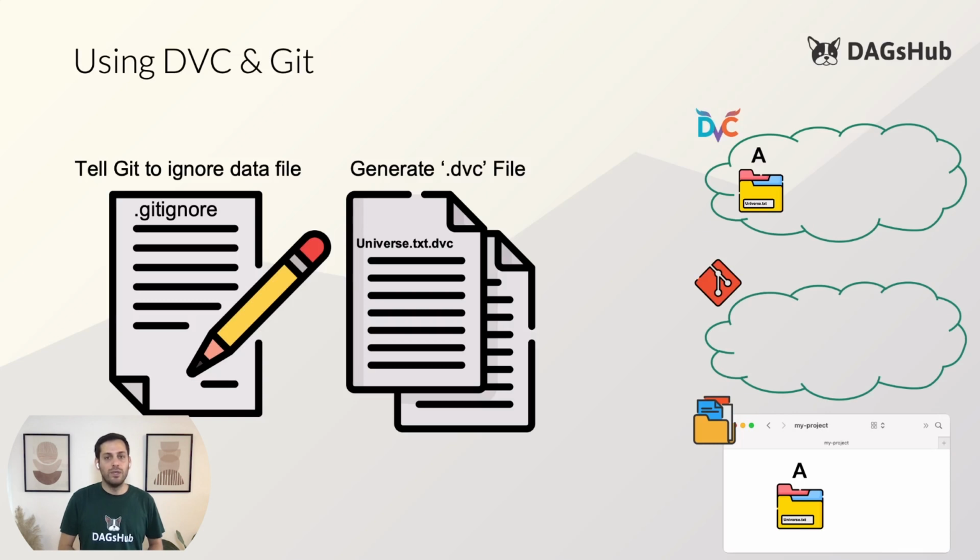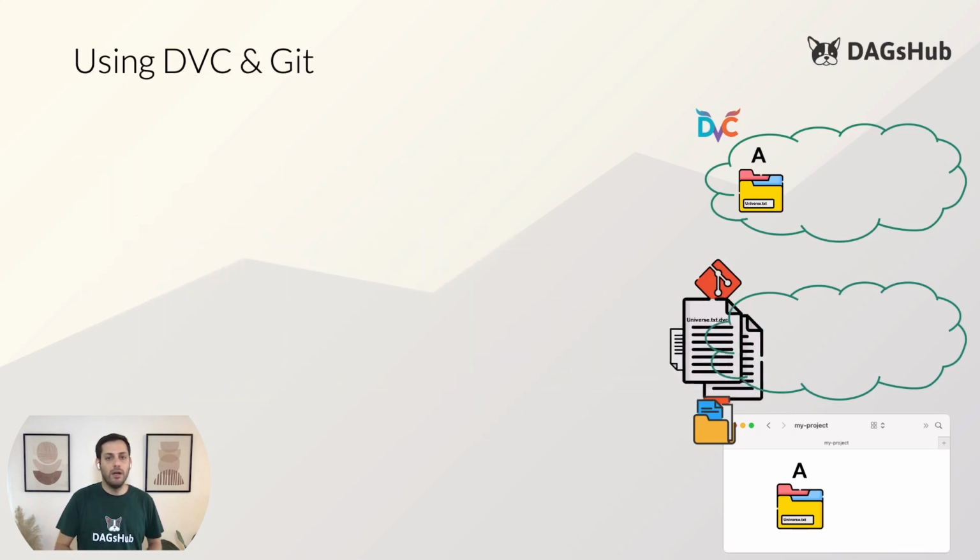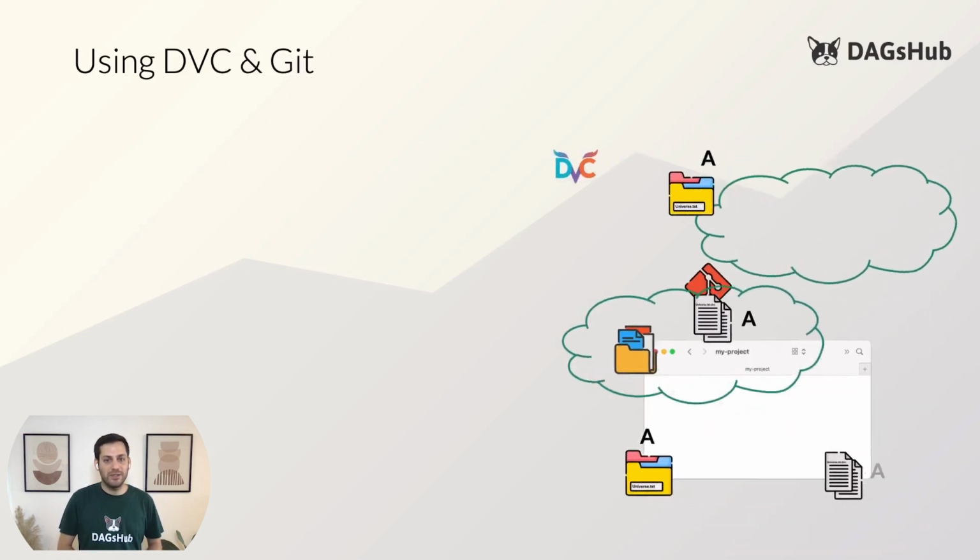Last, it will tell Git to stop tracking this file by simply adding it to the gitignore file. Because both gitignore and the pointer file are very small files, we'll use Git to track them. And as a rule of thumb here, we'll use Git to track every file that ends with .dvc. So let's see the current status of our local directory.